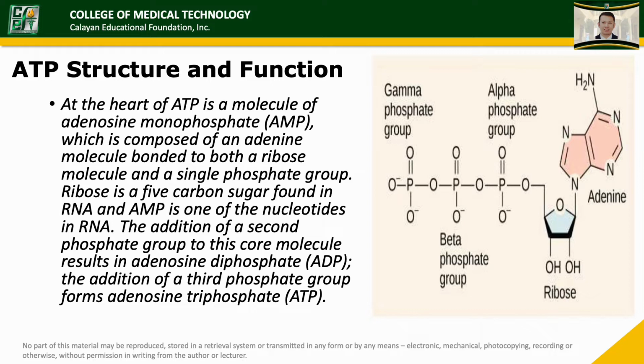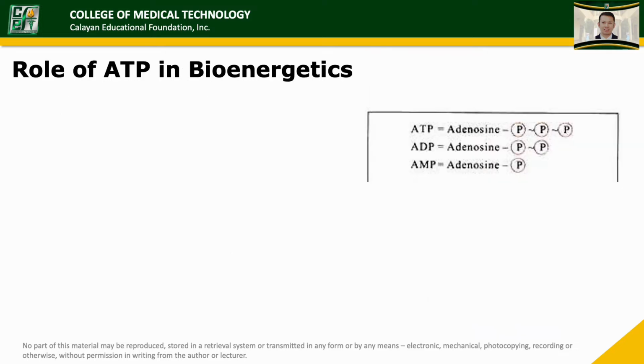And then you have there the alpha, beta, and gamma phosphate groups. A phosphate group is composed of phosphorus and oxygen. These bond with one another, for example alpha and beta and gamma. When these bonds are broken down, they release energy, and that's the ATP. That's the energy needed by the cell. The addition of a second phosphate group to this core molecule results in adenosine diphosphate, and the addition of a third phosphate group forms adenosine triphosphate.